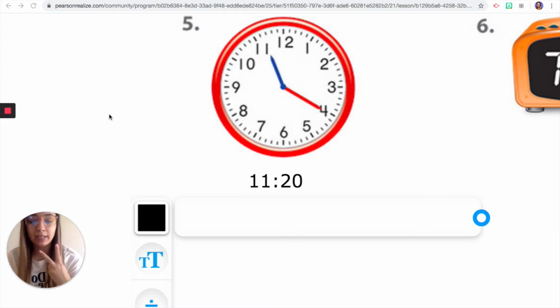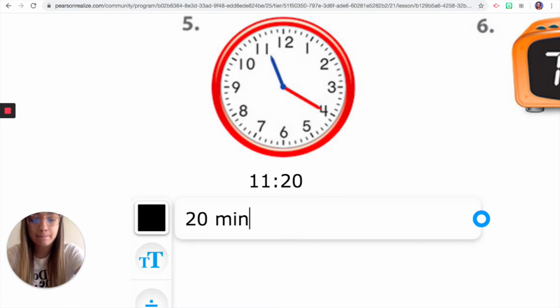The second way we're going to do is we're going to say that it's 20 minutes past 11. So it's just saying that we were at 11 o'clock and we went 20 minutes past it. So that's the second way that you can write a time. I'm going to show you this again in another example just to go over it again.